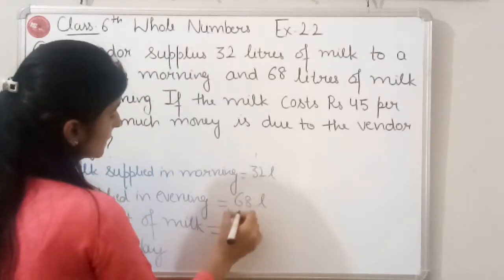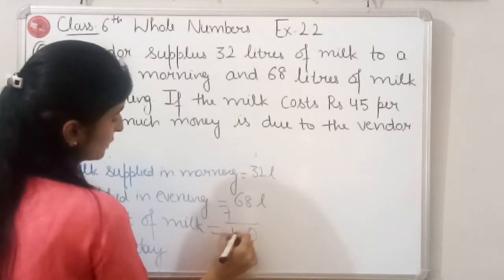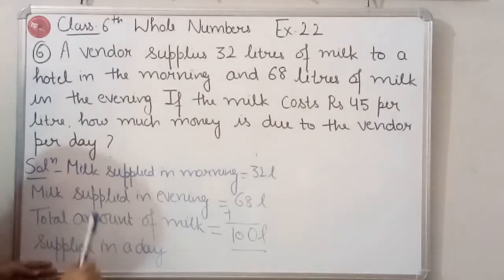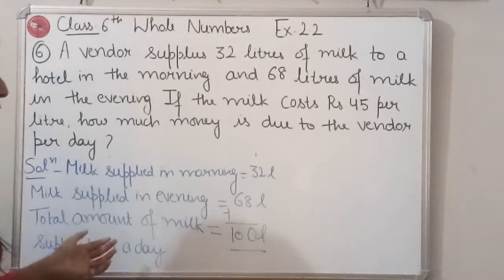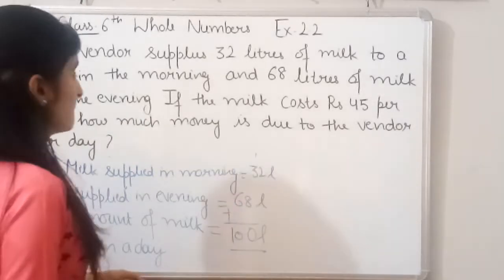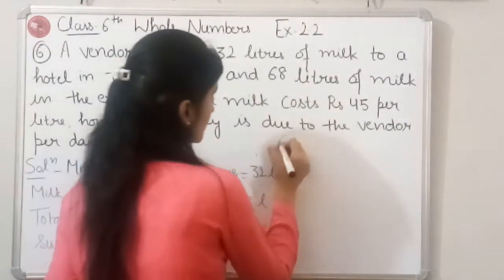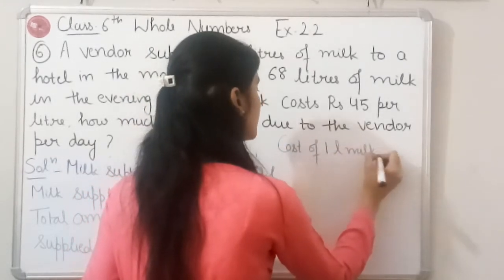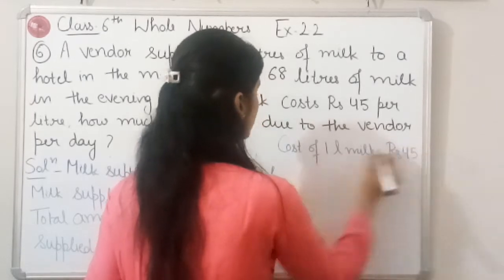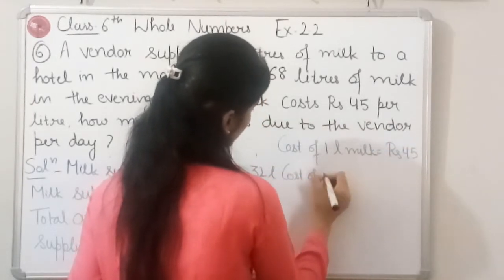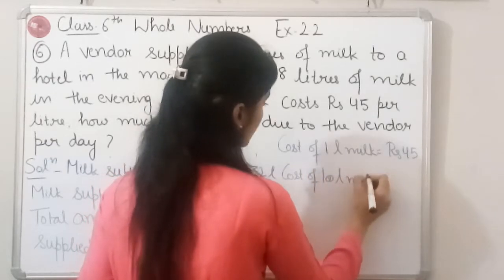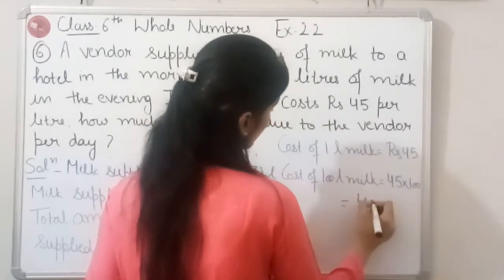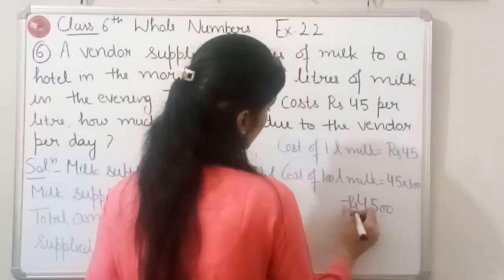8 plus 2 is 10. 6 plus 3 is 9. 9 plus 1, 10. It means 100 liters of milk was supplied in a day. Okay. Now we have to find out the cost of milk supplied in one day. See, the cost of 1 liter of milk is rupees 45. So the cost of 100 liters of milk will be equal to 45 multiplied by 100. That is equal to 4500.